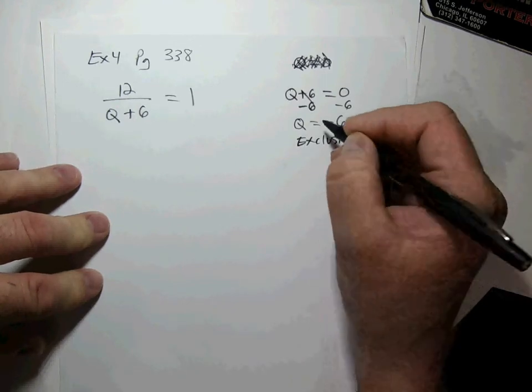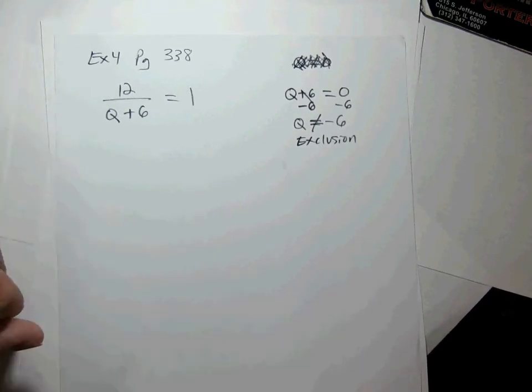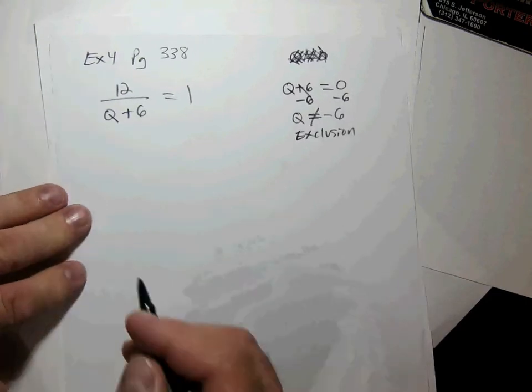That's an exclusion, okay? So q is not allowed to be 0. Off limits. Or not, I'm sorry, not 0, negative 6. Q is not allowed to be negative 6. If we go through all our gyrations here and we get negative 6 for the answer for q, we must reject it. Okay?